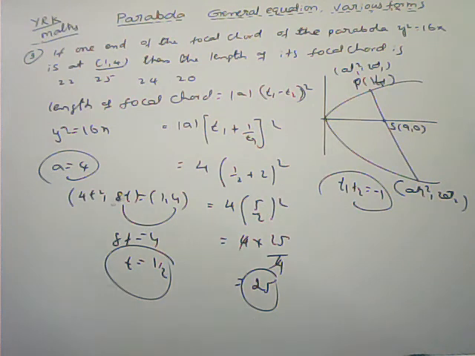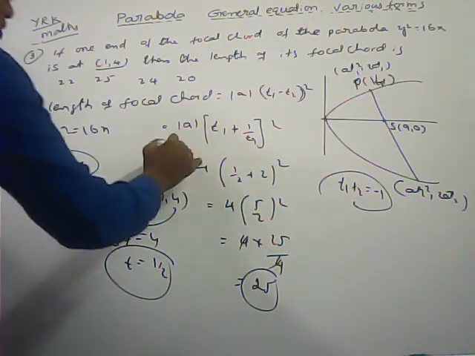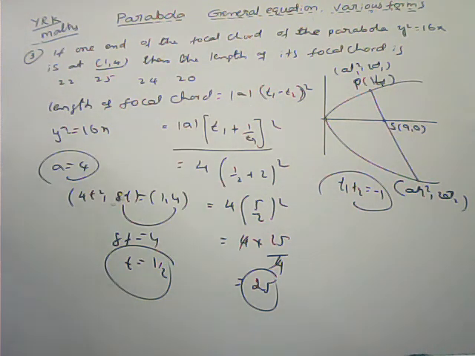If any one end is given, then we can find the length of the focal chord by using this formula, modulus of a into (t plus 1/t) whole square.